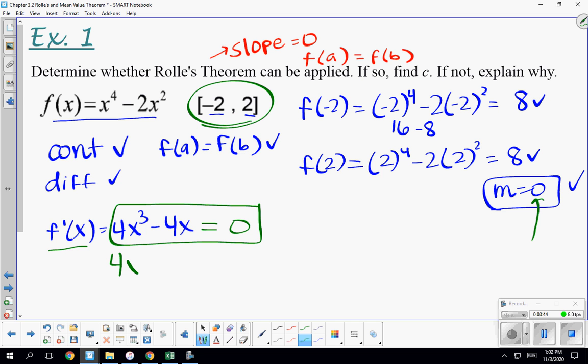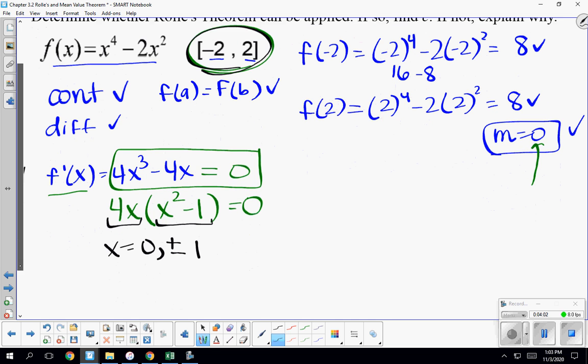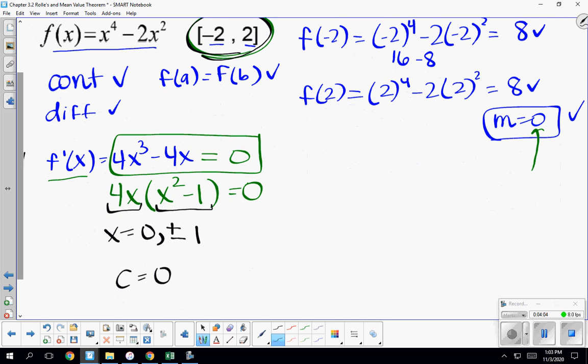But anyway, so we're going to factor out a 4x, and we'll get x squared minus 1. If we finish this here, we get a solution of 0. And if we set this guy equal to 0, we'll get a solution of plus or minus 1. In this case, all 3 of those are in this interval. So all 3 of those are those specific c values that we're looking for that fall in our interval.